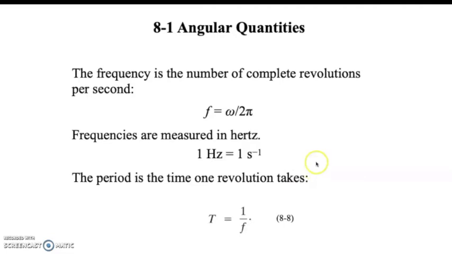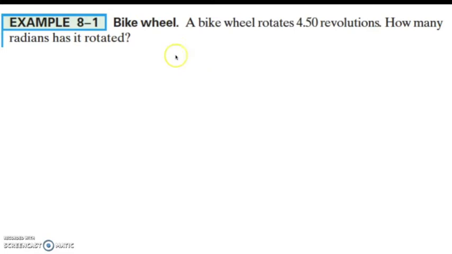But tons of equations will be on the board when we start talking about this. So let's do some examples. Bike wheel. A bike wheel rotates 4.50 revolutions. How many radians has it rotated?